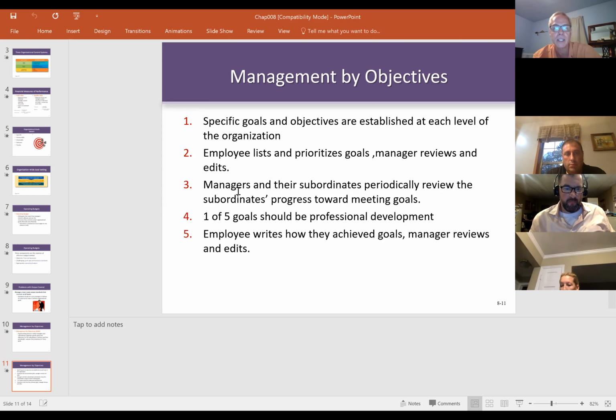And then step 3, the managers and the subordinates sit down and periodically review the progress towards meeting those goals. Usually, if it happens at all, once a quarter at best. A lot of managers have good intentions. They just don't find the time in their day to sit down with their employees once a month or more than that. So typically, if you get to sit down and talk with your boss once a quarter about your goals, you're doing all right.